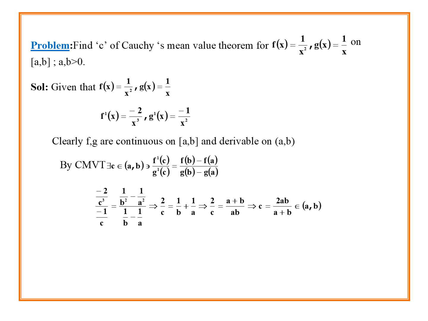That implies 2, so here 1 c and here 1 c cancel, we will get 2 by c, that is equals to 1 by b plus 1 by a. That implies 2 by c is equals to a plus b by ab. That implies what is c value? c is equals to, we do the cross multiplication, then we will get 2ab by a plus b. This belongs to open interval a comma b.